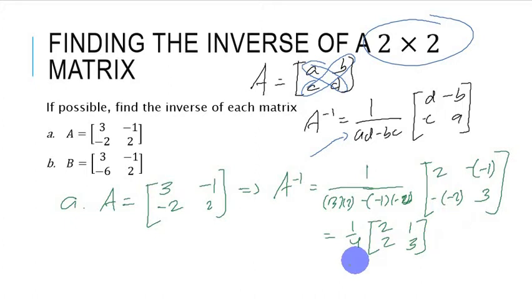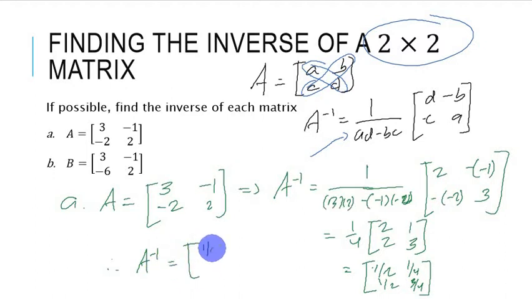So finally, we're going to have the matrix 1/2, 1/4, 1/2, then 3/4. Therefore, A inverse is equal to 1/2, 1/4, 1/2, 3/4. And if you would like to check if this is the real inverse, you can multiply this to A and get I sub 2. So let's now do letter B.